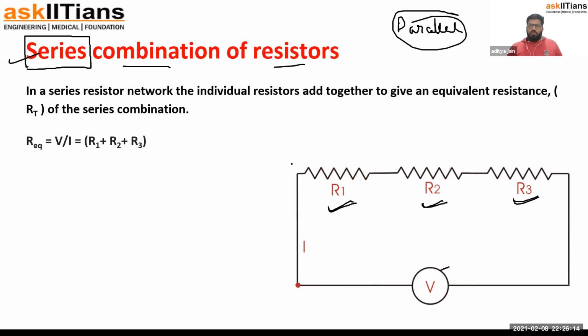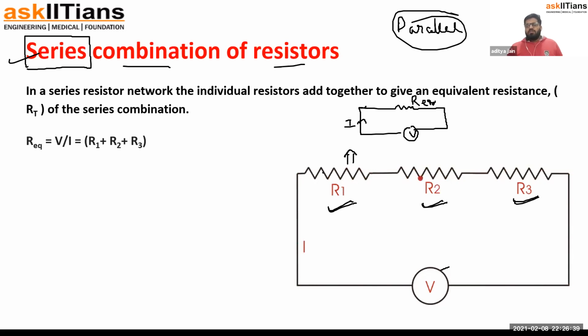So what I want to do is replace this circuit like this. This is V. This is a single resistance. The current is I. Okay, so this is the equivalent resistance. This is the meaning of equivalent resistance, that you want to replace all the resistors with a single resistor, that is R equivalent. So series combination is that combination in which equal current passes through all the resistors.